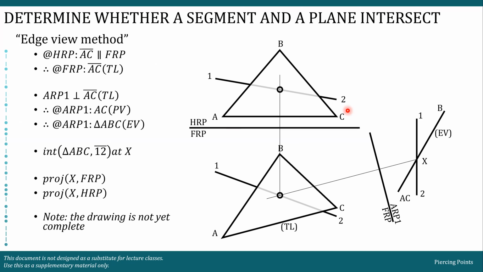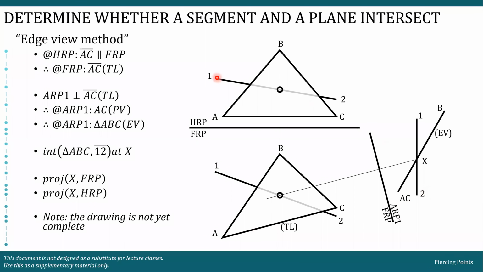So, meron tayong AC dito sa HRP na parallel sa FRP. Then, that will become true length in AC. And then, we draw ARP1 perpendicular to AC which is in TL. Therefore, AC will become point view. Dapat may PV na nakasulat dyan. And then, consequently, ABC will become edge view. Then, nakuha na natin yung edge view method.